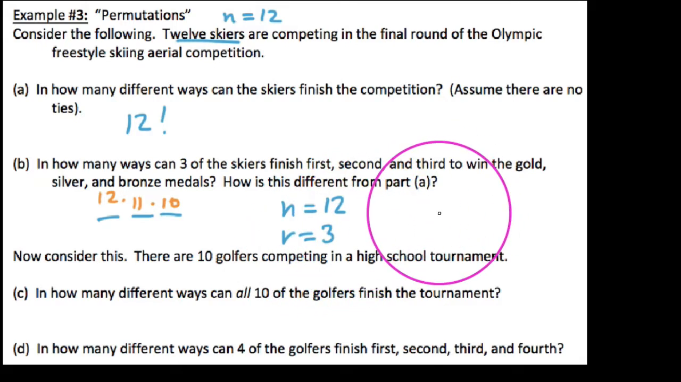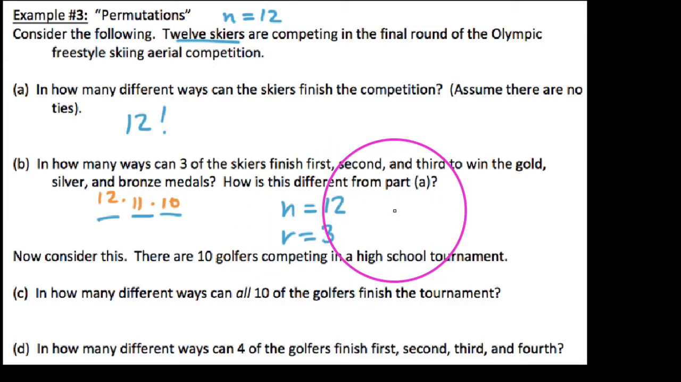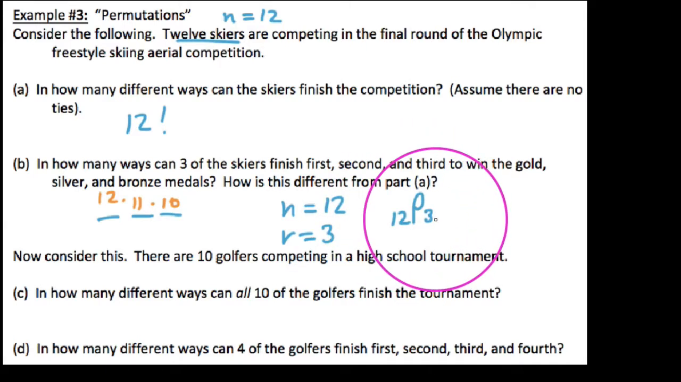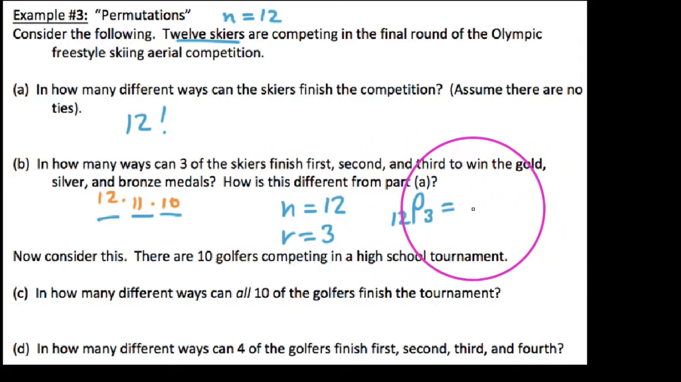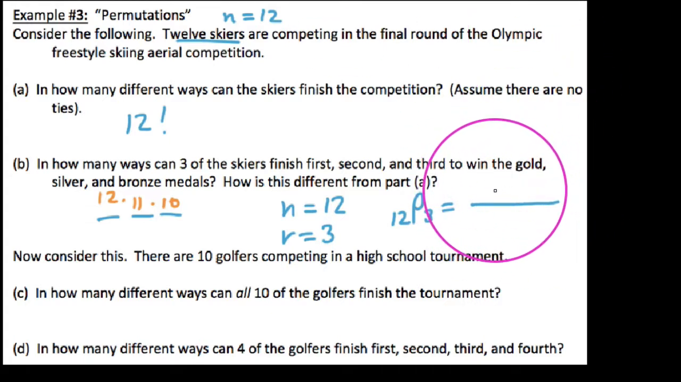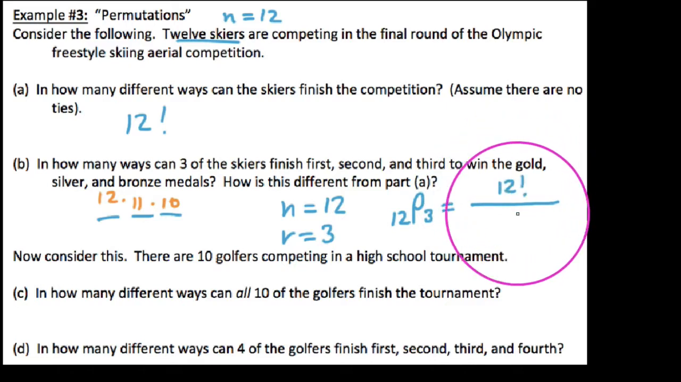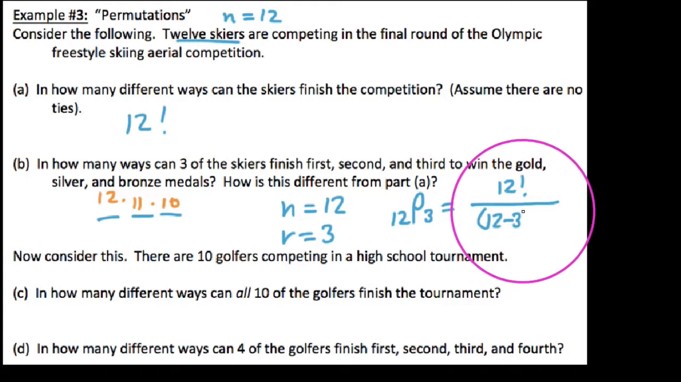So according to this definition, we would say that n is the total number of objects, r is the number that we're rearranging at a time, and we would write the total number of ways of doing this as 12 permuting 3 at a time. And that's how you would read this: I have 12 things, I want to rearrange only 3 at a time. So knowing n and knowing r and using our definition of permutations, it's n factorial over n minus r factorial. So in this case, we get 12 factorial over, in parentheses, 12 minus 3 factorial.